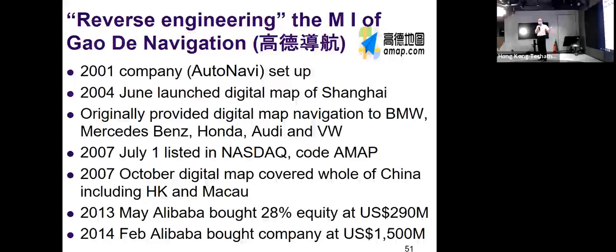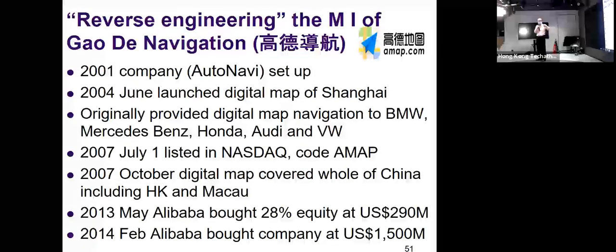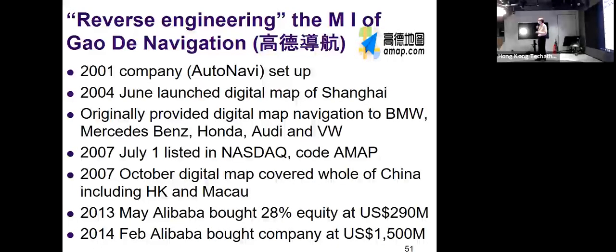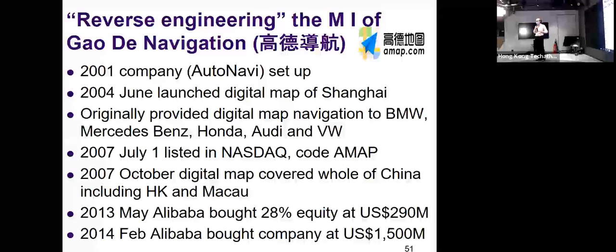Alibaba in the year 2015 bought 28% for $219 million. 1 year later, they paid $1,500 million to buy the whole company. Now, that is a lot of money. You count the number of zeros. Okay. That's a lot.